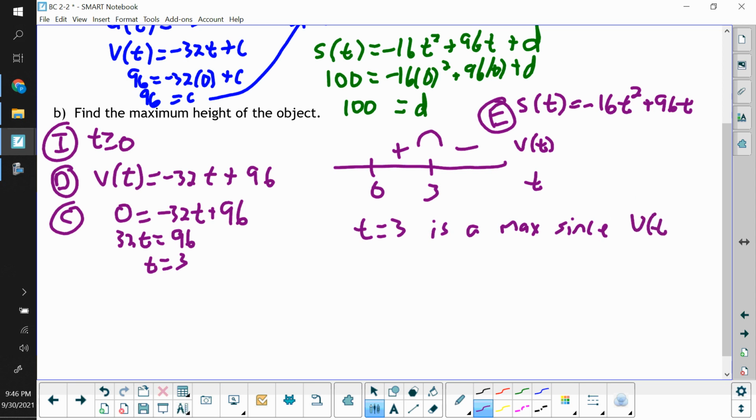So we'll say t equals 3 is a max since v of t switches from positive to negative. Well, the question wants the maximum height. We have found the time that that maximum height occurs. So we've now got to do S of 3.